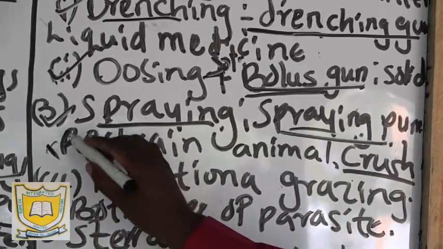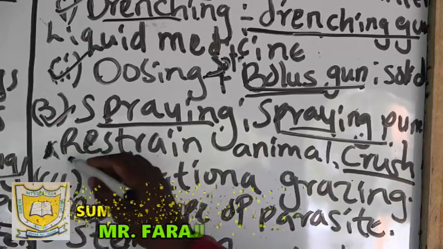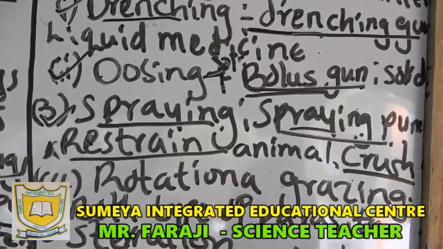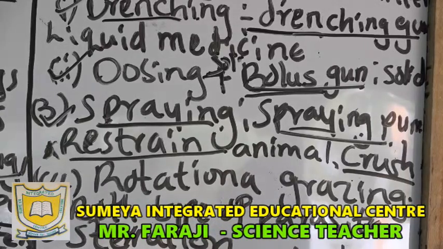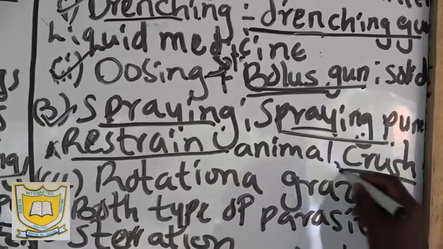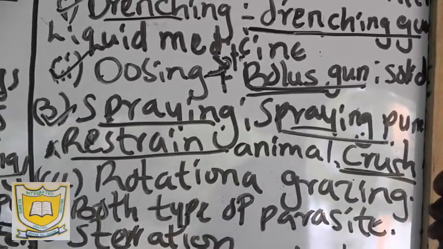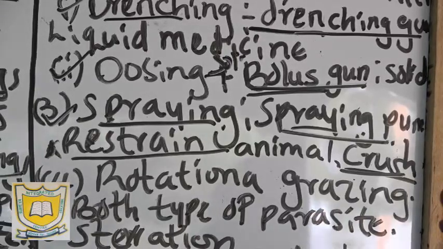Still on spraying, we have to carry out what we call restraining of the animal. You cannot carry out spraying without restraining the animal. And we restrain the animal in a structure called a crush. You ensure that the animal enters the crush, then you carry out the spraying of the chemical on that animal.